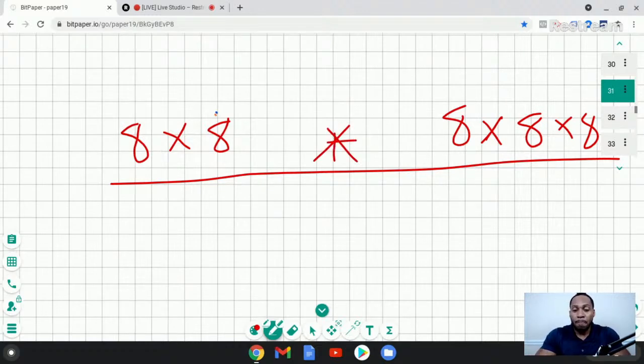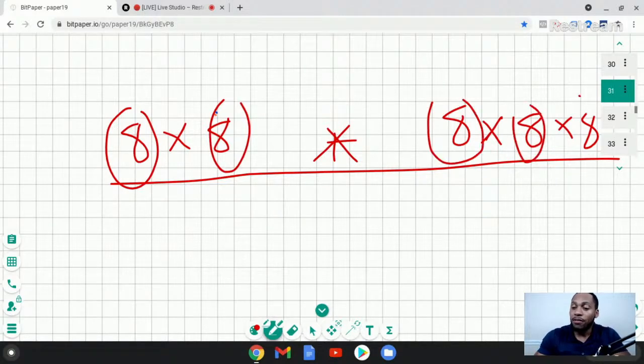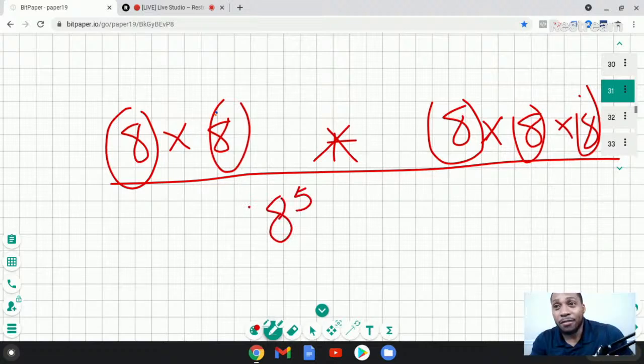So even though they are really, really far apart from each other, as long as I have a multiplication here in the middle, I can say this is 1 8, 2, 3, 4, 5. So that means it's 8 to the 5th power. Now, that's easy enough, right?